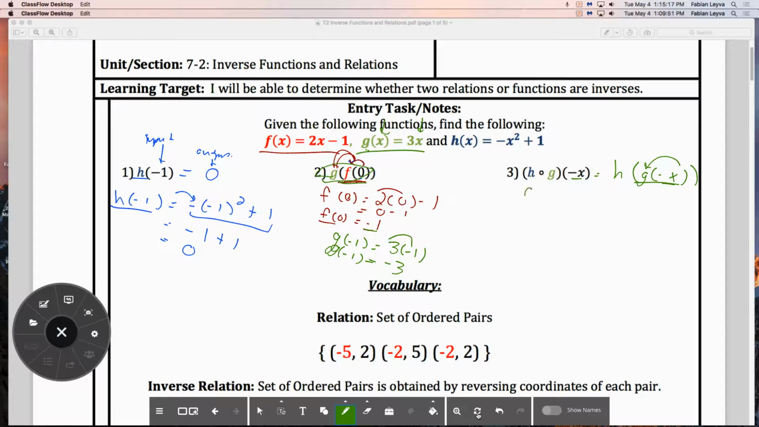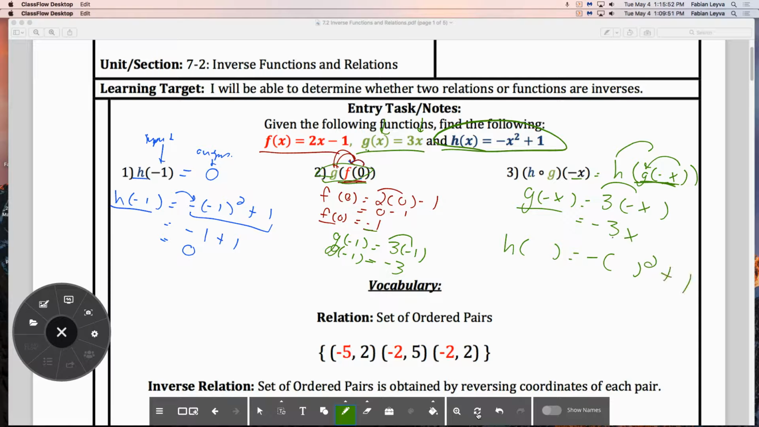Here's my g function. g of whatever x is going to be equal to 3 times whatever x is. So there are my parentheses. What is my input in this specific situation? -x. So just because it's -x, don't let it fool you. Just keep doing the math. g of -x is equal to 3 times -x, which is just -3x. Now that you know what g of -x is, you're going to plug it into the h function. Here's my h function. h of whatever x is going to be equal to negative whatever x is squared plus 1. What did we find out g of -x to be equal to?